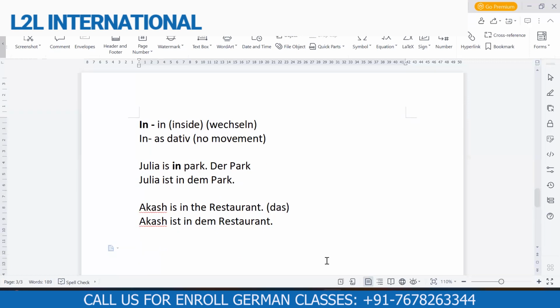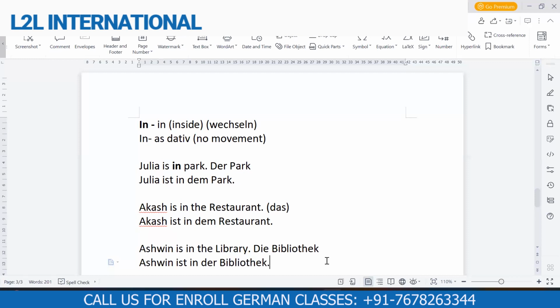Okay. Then Ashwin, it's for you. The library's article is die, and the library word is Bibliothek. Bibliothek is library's word, die Bibliothek. Ashwin ist in der Bibliothek. Very good.